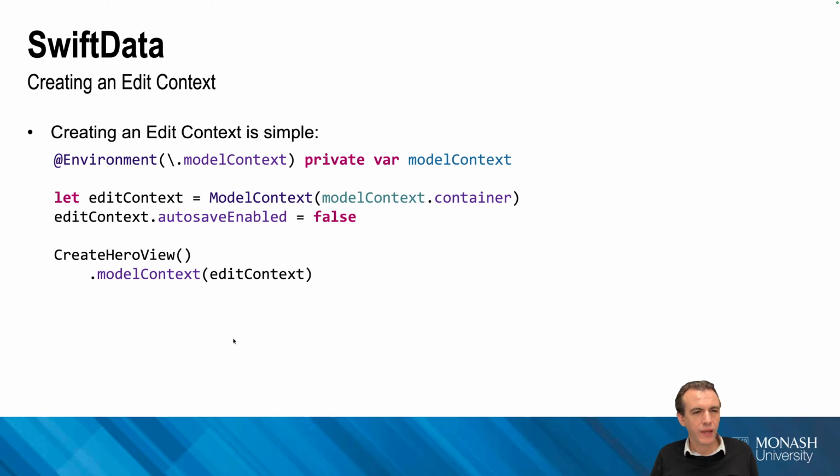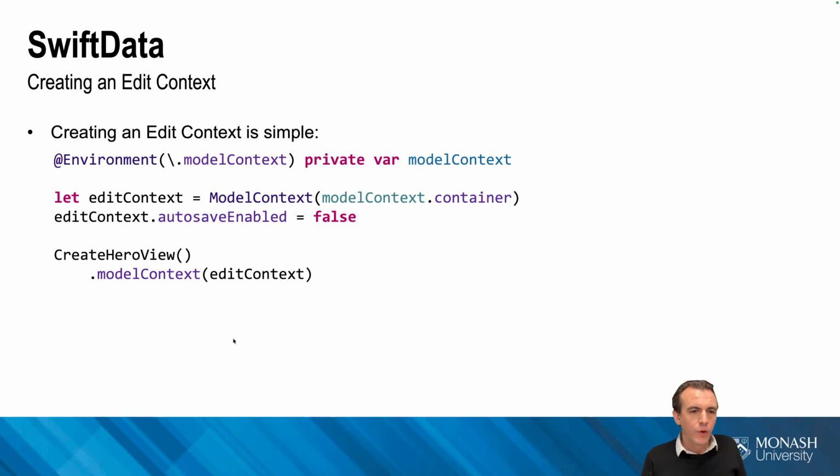And then here I've got the line autosave enabled is false. The main context for SwiftData has autosave enabled, so when the app gets backgrounded or quit, your context gets saved automatically. But you also have control over when you save it. For these additional contexts, the default is that they don't have autosave enabled, so you could actually omit this line, but this is just to give you the idea that that's what's happening and you're responsible for saving it.